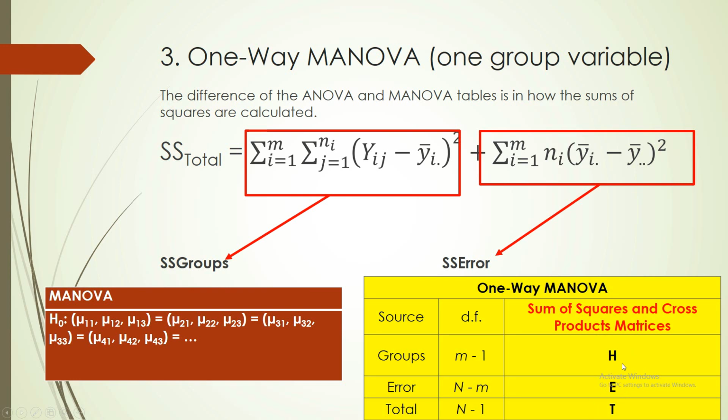And if this H is big enough, we can reject this MANOVA null hypothesis, which states that the vectors of means for the three variables that we're trying to compare between the groups are equal. So at least one of these groups of means is different from the rest due to the difference stated by the group variable.